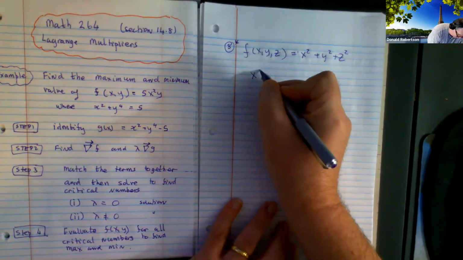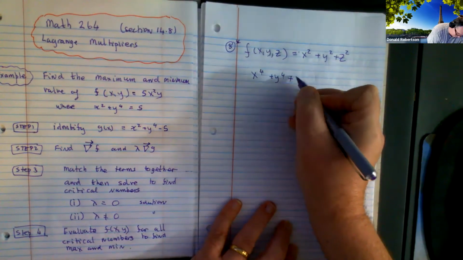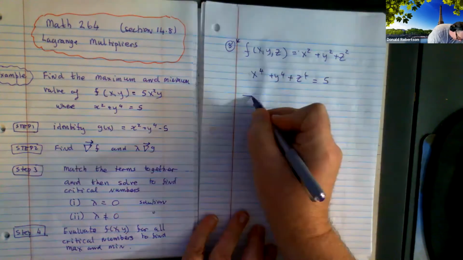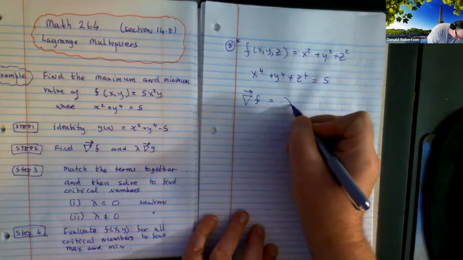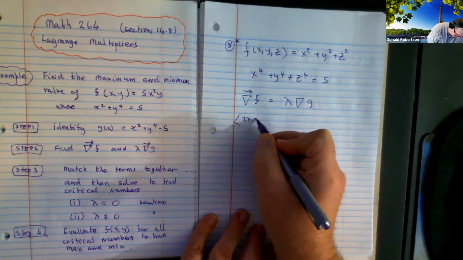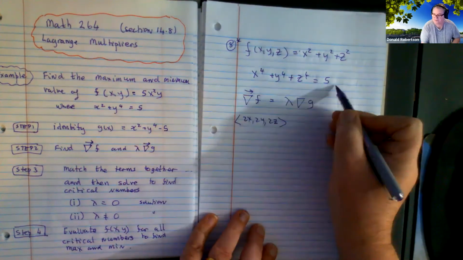So I have, this is the constraint. Okay, so the gradient of f equals lambda times the gradient of g. And this guy is 2x, 2y, and 2z. My gut feeling that this is going to be nice is, isn't there a lot of symmetry going on here?